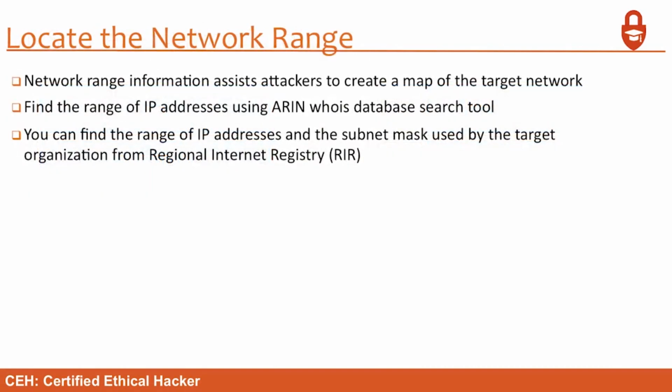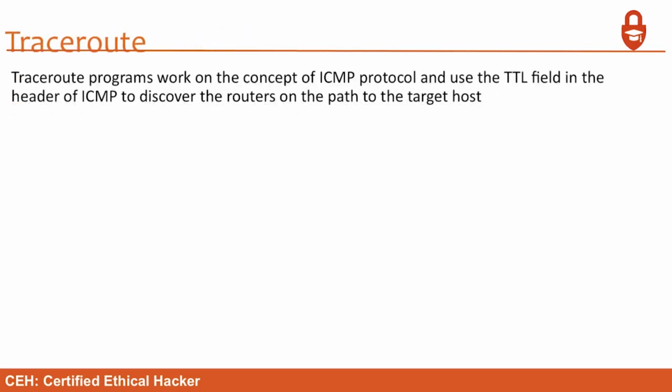Locate the network range. Network range information assists attackers in creating a map of the target network. Find the range of the IP addresses using ARIN, the Whois database search tool. You can also find the range of IP addresses and the subnet mask of the target organization from the RIRs, the Regional Internet Registries. I keep telling you that because you're going to see a test question about that. The Regional Internet Registry, the RIR, you will see a test question about that. Most of you will.